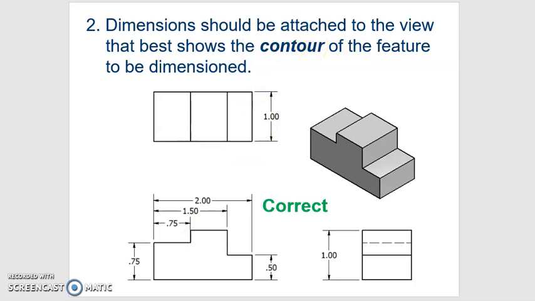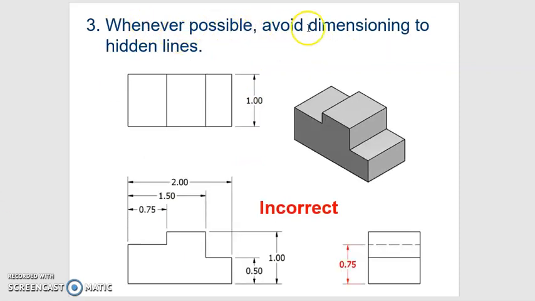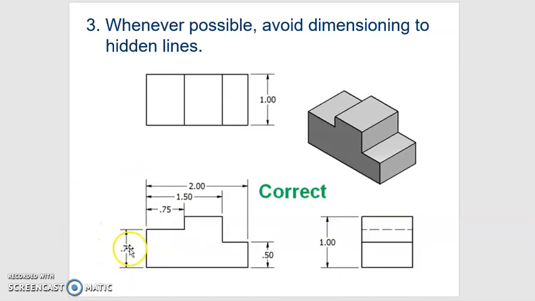Rule number 3. Whenever possible, do not dimension to hidden lines. Sometimes it's impossible not to, but again, I talked about that earlier with that 0.75. This one's dimensioned to a hidden line, that's why it's dashed. It's better to put it on this one where you can actually see the contour. If you're doing it correctly, it's going to look like that.